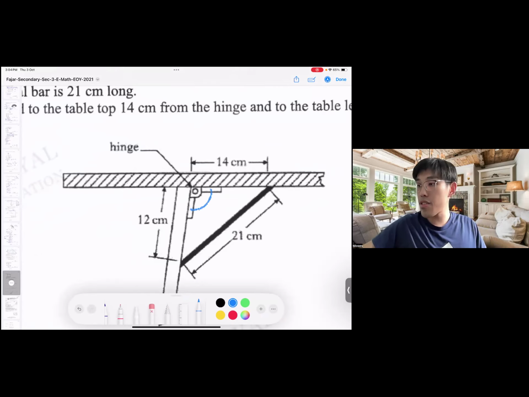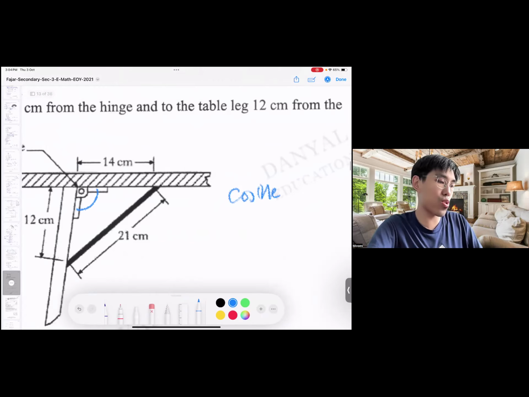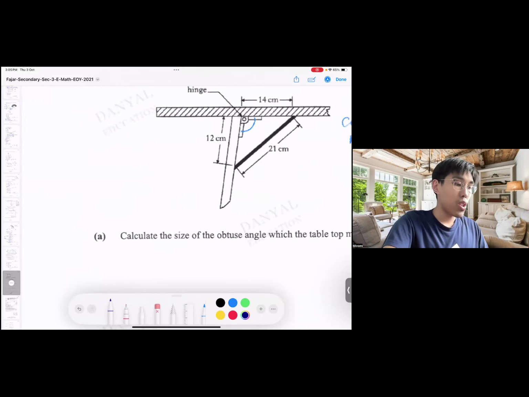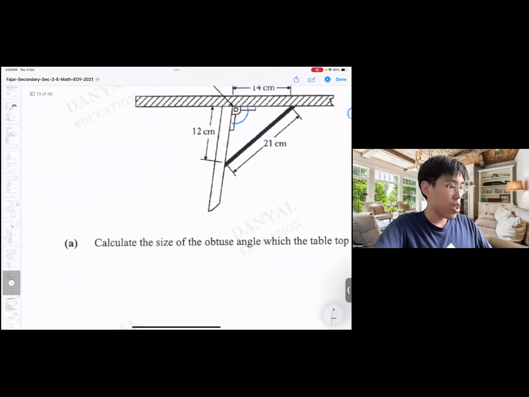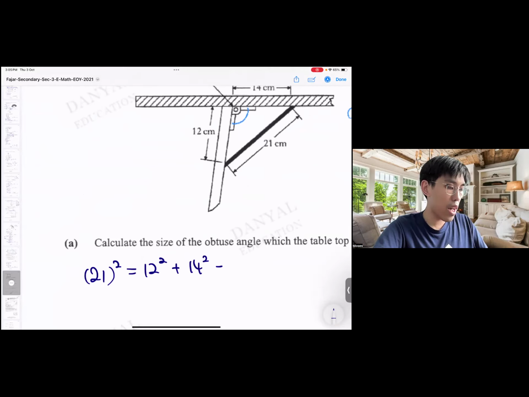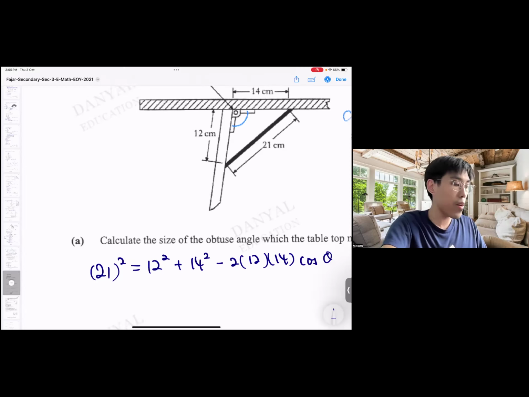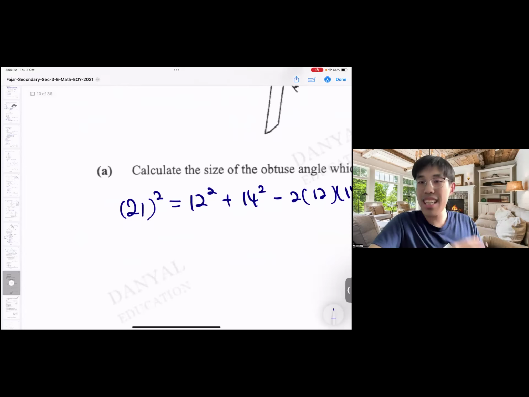And this angle is very straightforward. Why? Because it's a very simple application of the cosine rule. Okay, this one you must know. Cosine rule. Must know already. So we just need to apply the cosine rule. How does it work? Okay, 21 squared equals 12 squared plus 14 squared minus 2 times 12 times 14 cosine that angle, whatever the angle is. Okay, you want to key this into a calculator? Can, but of course, if you memorize your squares, you can do half the work here on paper straight away.